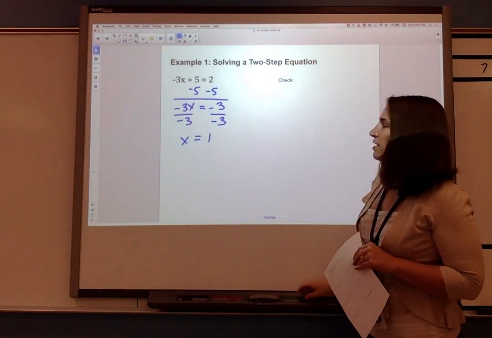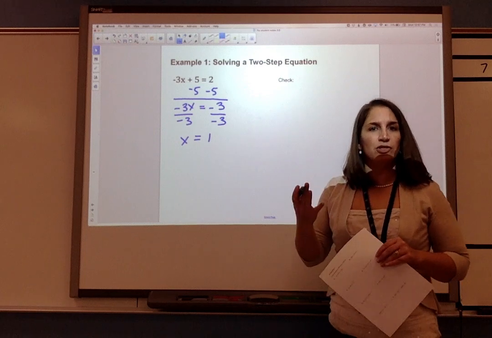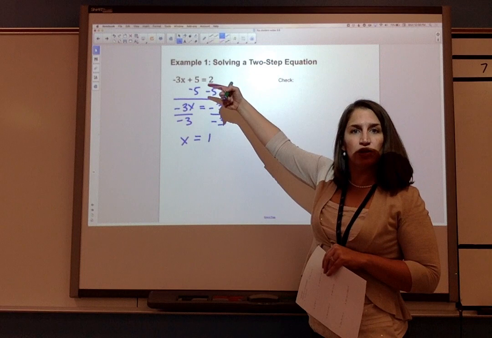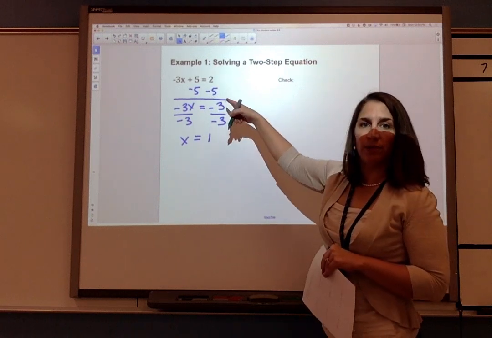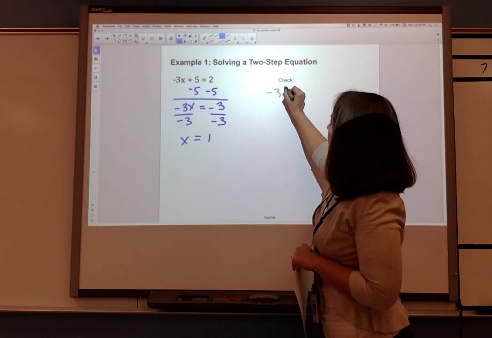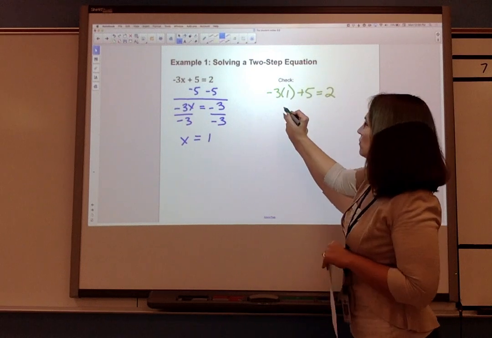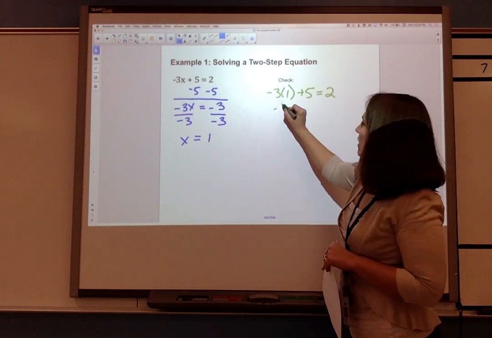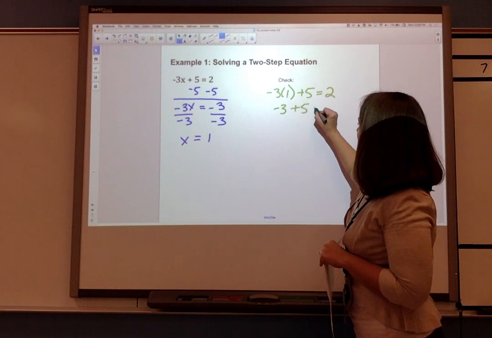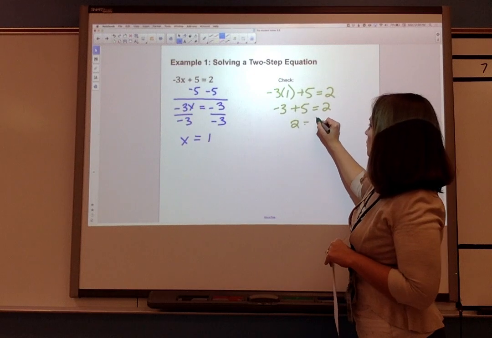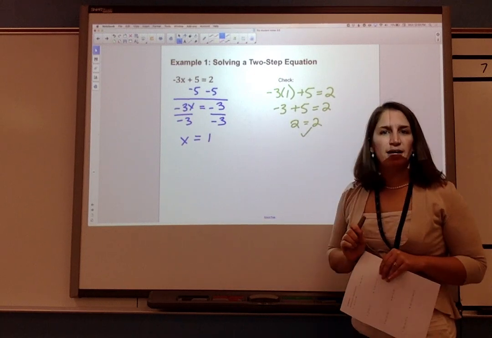Now we're going to do a check for each of our problems too to make sure that we have a solution that works. So we're going to go back to our original equation and put in 1 in place of x. So negative 3 times 1 plus 5 equals 2. Negative 3 times 1 is negative 3. And negative 3 plus 5 is 2. So 2 equals 2. We got it.